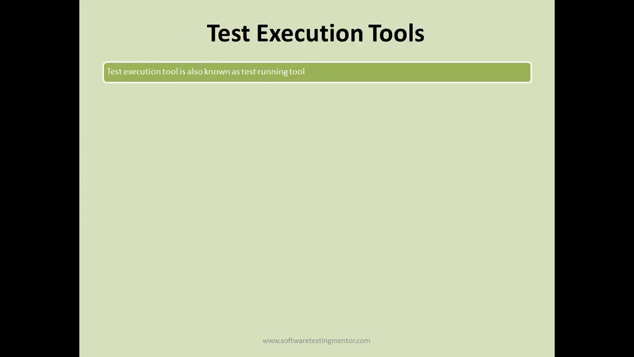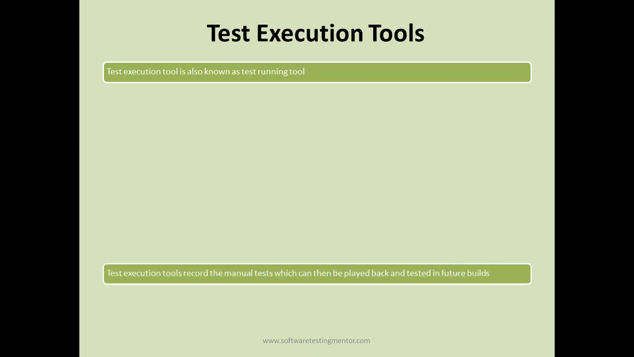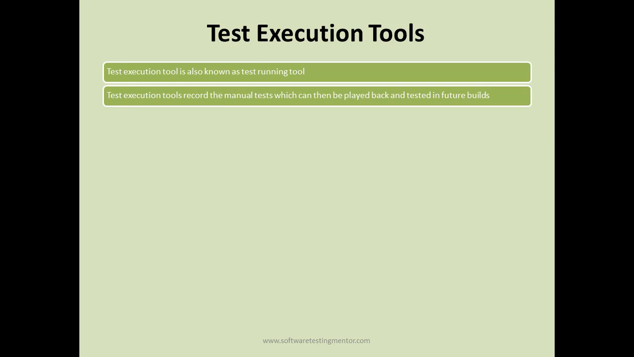Test execution tool is also known as test running tool. Test execution tools record the manual tests, which can then be played back and tested in future builds. So test execution tools are basically record and playback, or you can say nowadays it's an automation tool, which can record your manual test steps, and then you can save the recording, and then you can finally replay them in future builds to see whether the manual steps that you performed while recording the test pass in future releases or future builds.